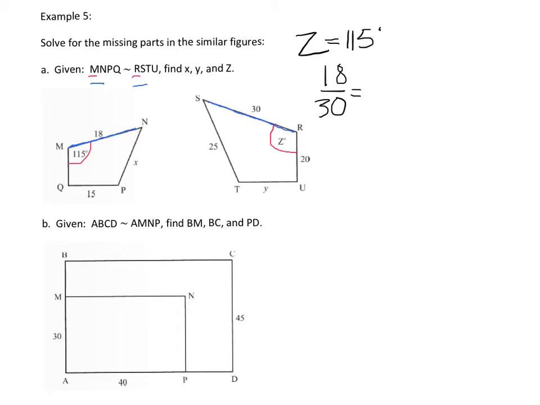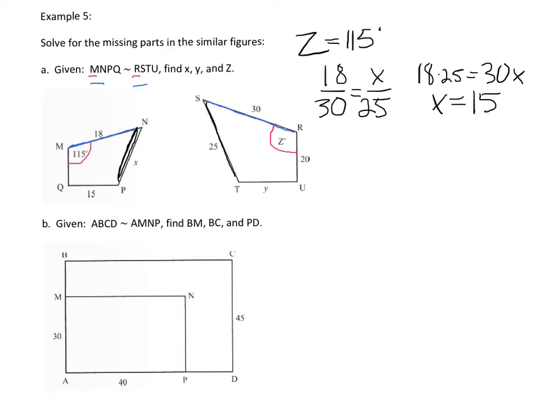So if I want to solve for X first, I'm going to look at this side, NP. NP should be proportional to ST, which is this piece right here, so X over 25. And once again, all I have to do is cross multiply, so 18 times 25 should equal 30x. I can solve, so x equals 15. And that's all it asks me to do there, and then I need to solve for y as well.